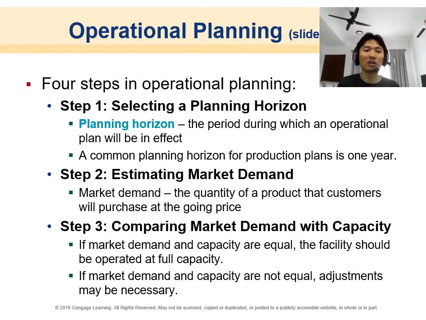Number 3, then only we compare market demand with capacity. How much the market demand wants, and what is the capacity that we have. This would allow us to see whether the facility has the capability to meet the market demand or the other way around. Let's take a look at some of the results that might come out from comparing market demand and capacity.